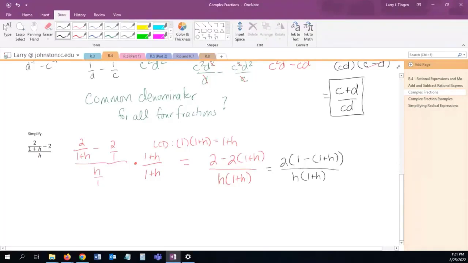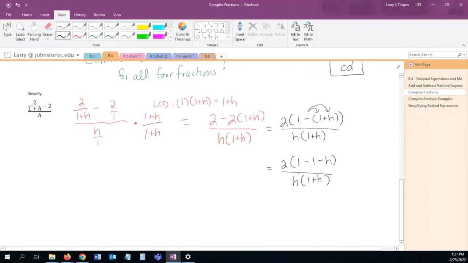Well, I can do some subtraction here, right? Now that that 2 is gone, I can just distribute that subtraction to the 1 plus h. And now I'm looking at 2 times 1 minus 1 minus h over h times 1 plus h. What is 1 minus 1? It is 0. And then, so that's 2 times negative h over h times 1 plus h.